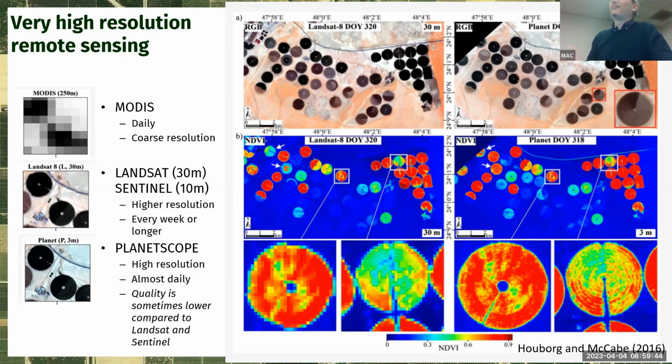Think about horticultural vegetable crops with a short growth span. If you have an image every 2 weeks, you basically lose half of the growing season, especially if you have a cloudy day. Whereas with this type of data, you can properly characterize the growth of those crops.